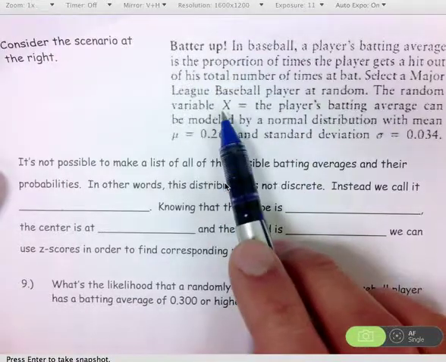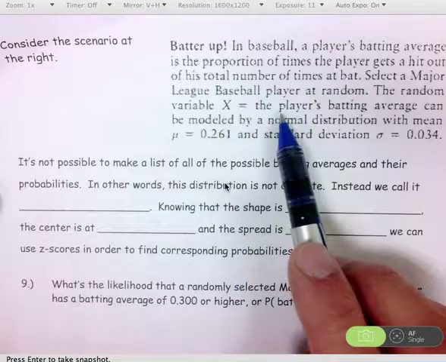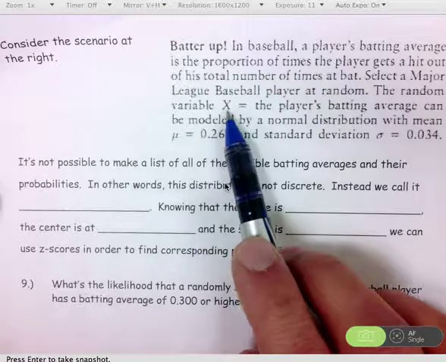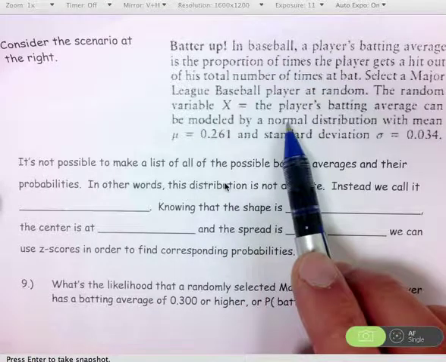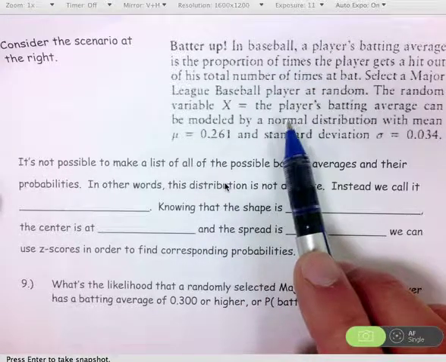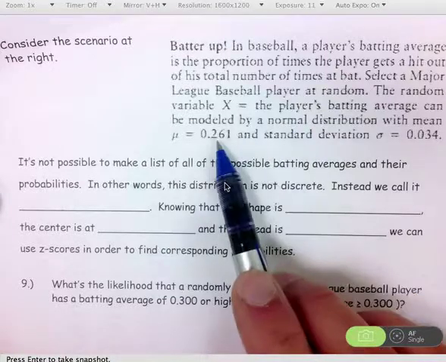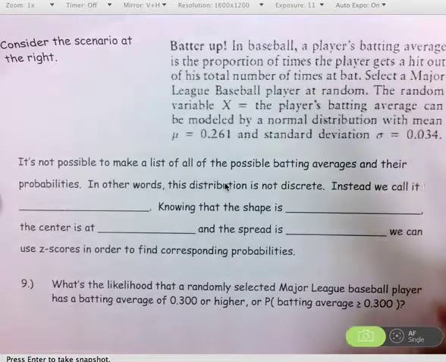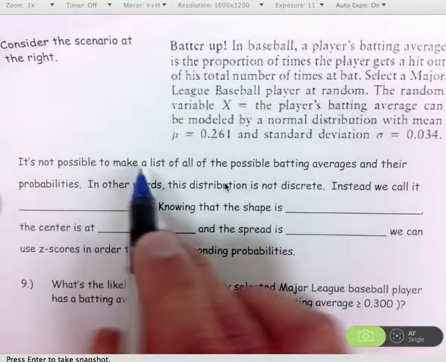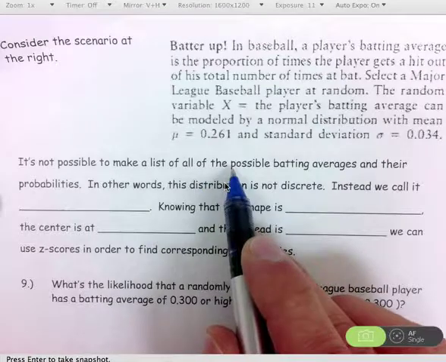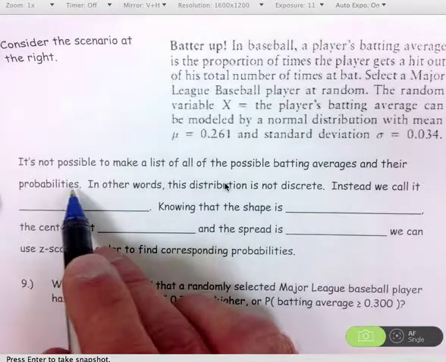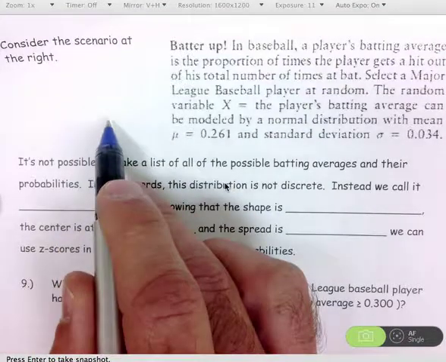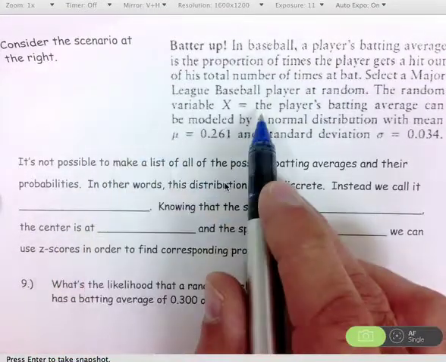So the random variable represents the player's batting average. So that's a Major League Baseball player's batting average. We are describing the shape as a normally shaped distribution with a mean of 0.261 and a standard deviation of 0.034. So what's important to recognize here is we can't make a list of all of the possible batting averages and their probabilities. With a discrete distribution, we could list all of the outcomes and all of their probabilities. We can't do that here.